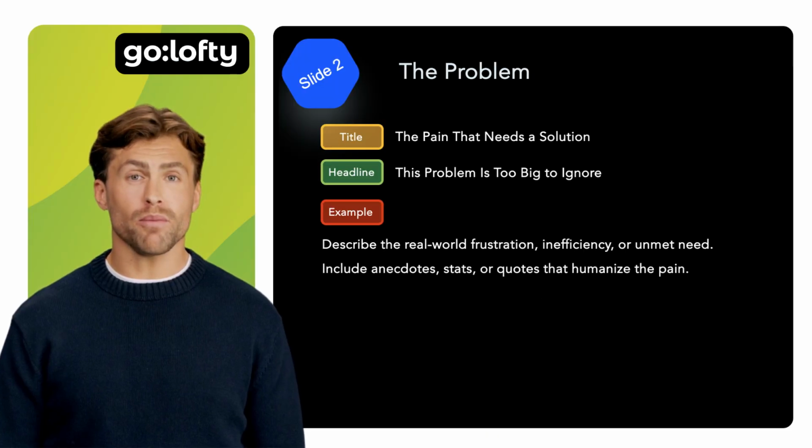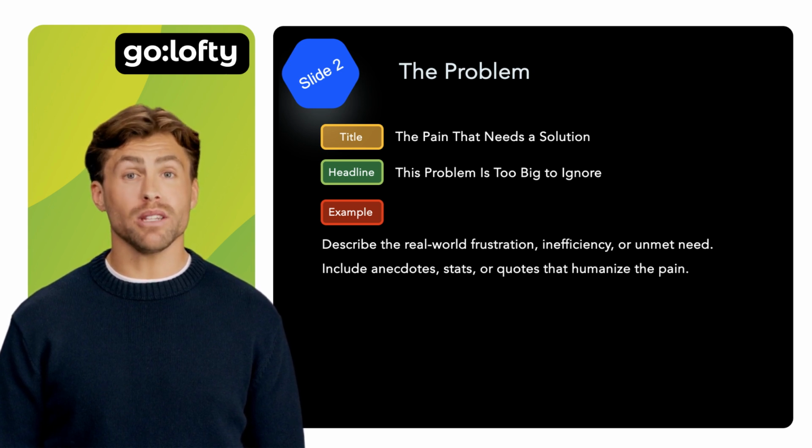Define the pain point with clarity. Show the gap, inefficiency, or lost opportunity your market faces. Use short user stories or statistics. Show urgency and scale. Why this problem matters now. Highlight how this problem is currently being handled, if at all, and why those methods are insufficient.